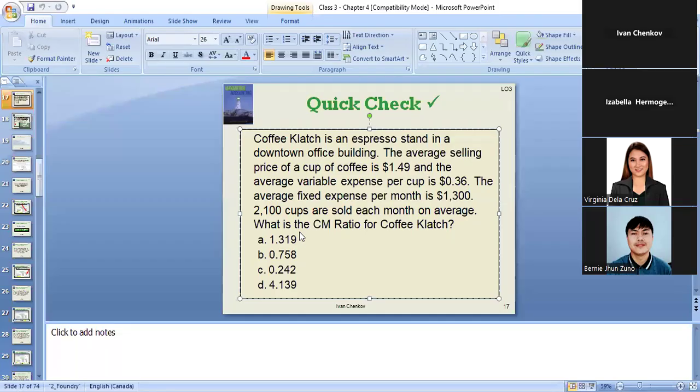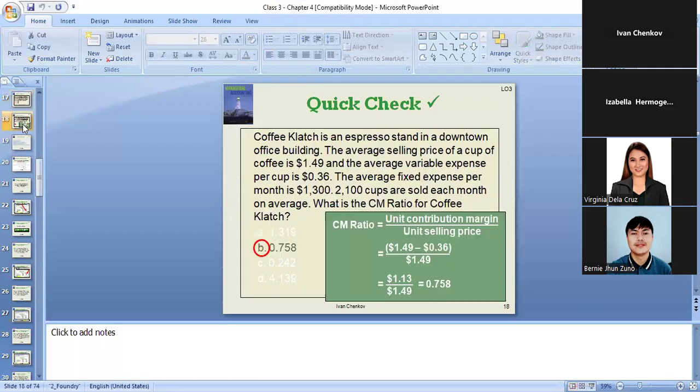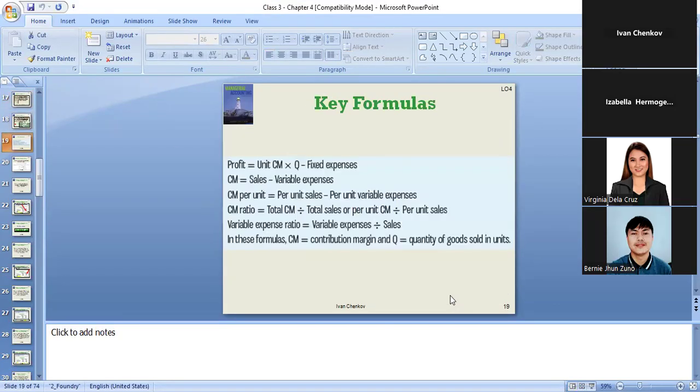Let's move back to the slides. So the correct answer here will obviously be 0.758. Now the key formulas for this chapter: I always need to know the profit. The profit is the number of units that we're selling times contribution margin per unit, minus the fixed cost. That's going to give us profit.